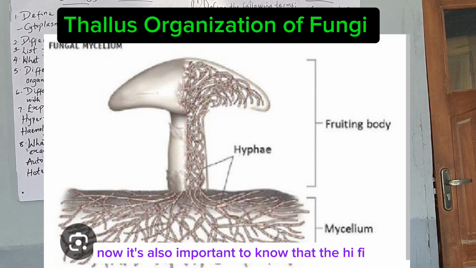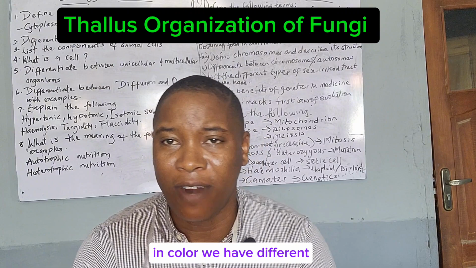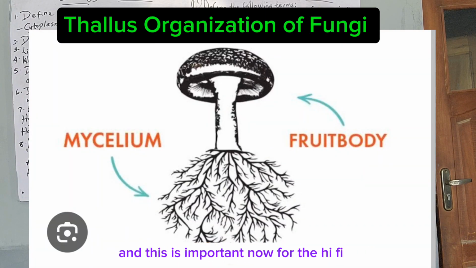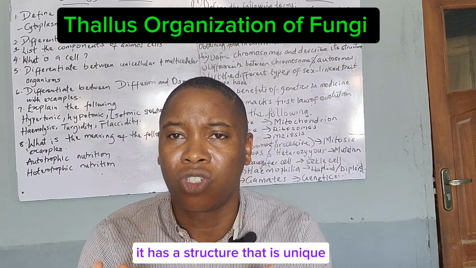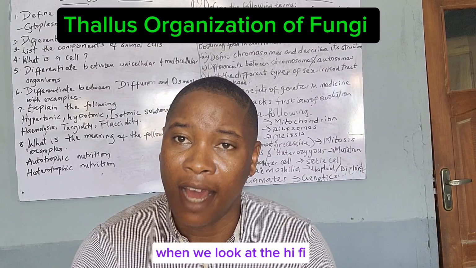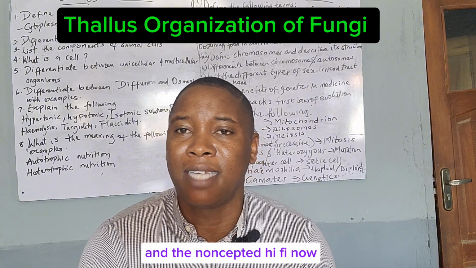Now, it's also important to know that the hyphae vary in size, in shape, in color. We have different types of hyphae for different types of organisms, and this is important. The hyphae have a unique structure, and there are two major types of hyphae: the septate hyphae and the non-septate hyphae.